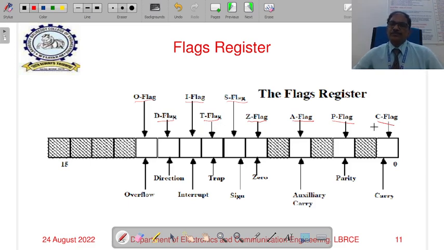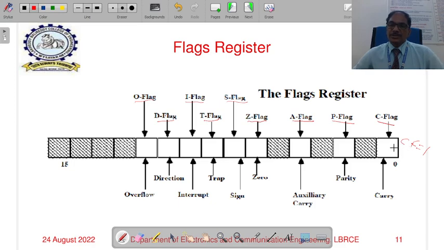First, carry flag. When the 8086 is performing any arithmetic operations, especially addition and subtraction, the carry flag is updated as per the result. During the addition, if there is a carry generated from the MSB, then the carry flag will be set. That indicates there is a carry generated from the MSB during the addition operation.